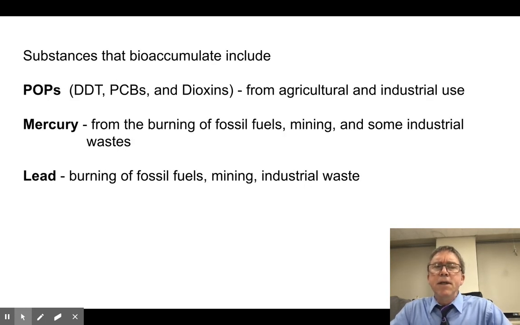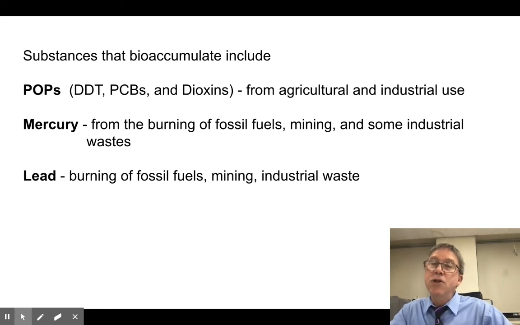So the POPs are not the only things that bioaccumulate, but POPs do. So DDT, PCBs, dioxins, those are the 3 biggies you need to know about. And these come from basically agricultural, in the case of DDT, industrial in the case of PCBs, and dioxins as a byproduct of agricultural practices.